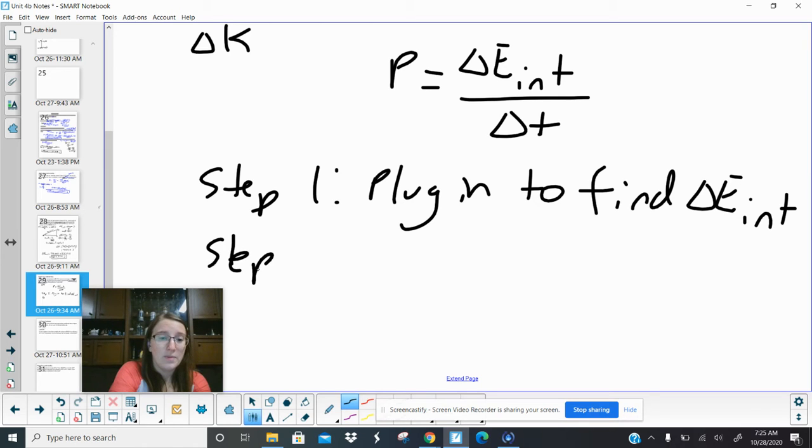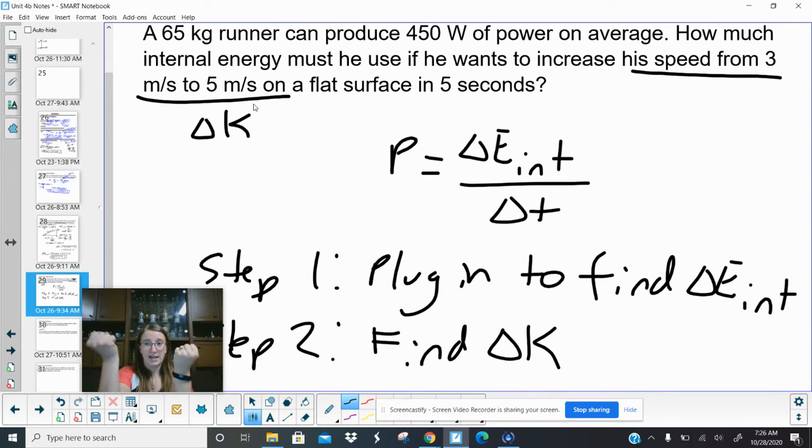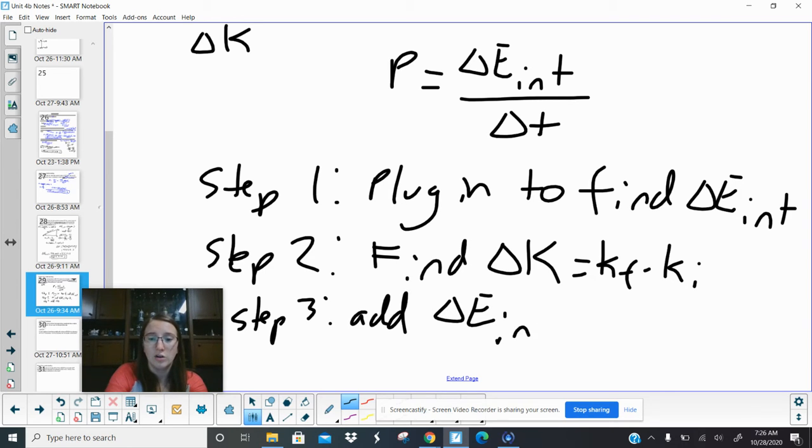Step 2, because we're trying to increase our speed, find the change in kinetic energy based off of this change in speed. Keep in mind here that K final minus K initial, we're going from an initial speed of 3 to a final speed of 5. So when we do K final minus K initial, neither of those will be 0 because we have an initial speed, we have a final speed. Once we can find that, then we can add our change in E internal plus the change in K. Go ahead and give it a shot.